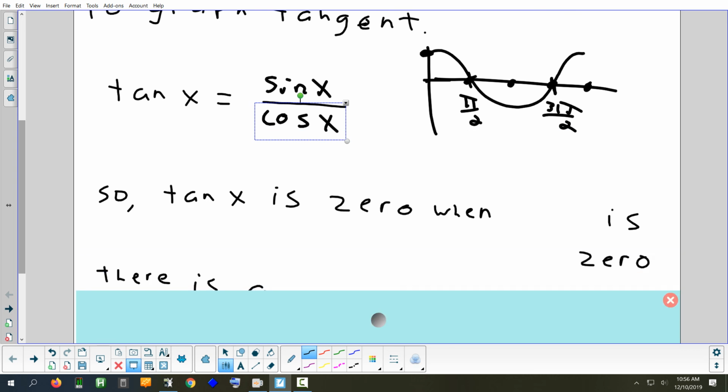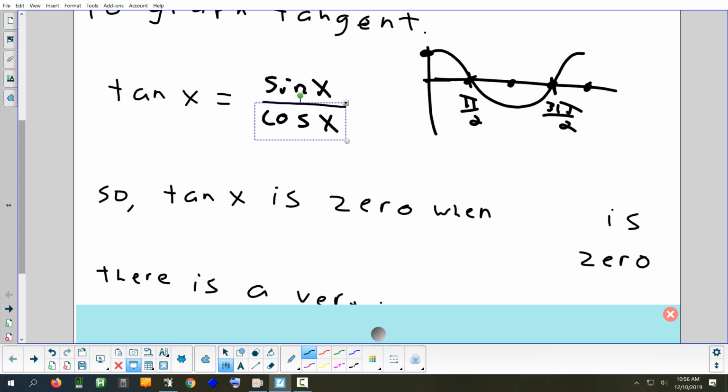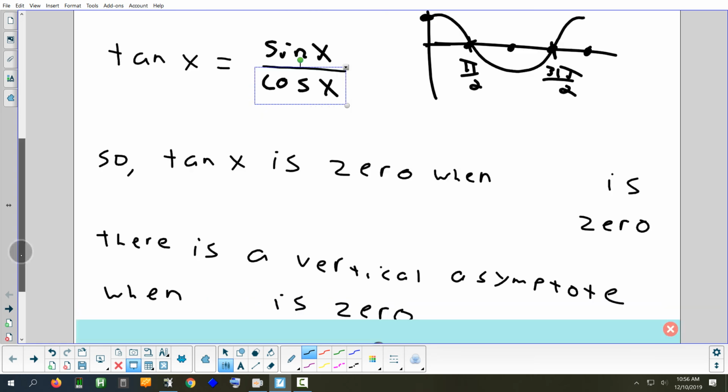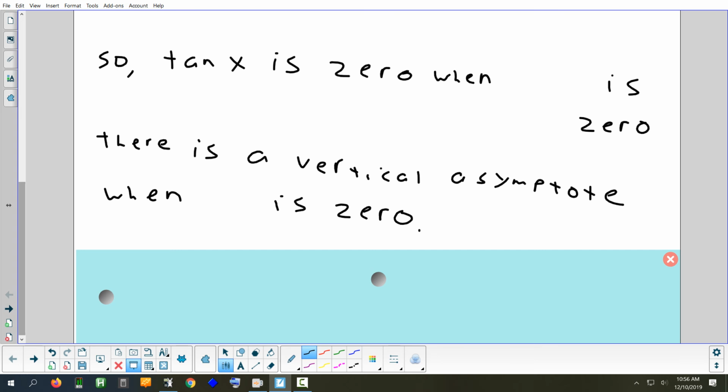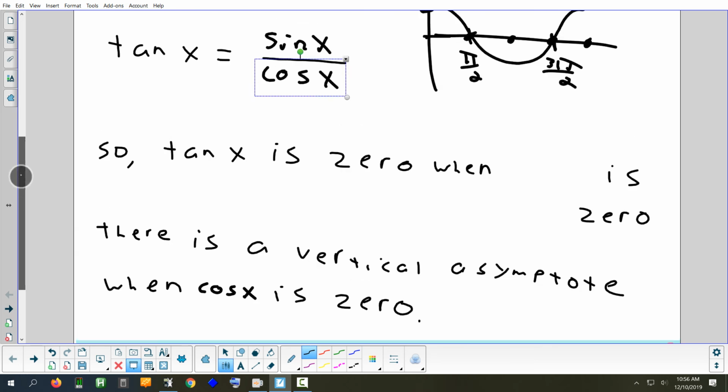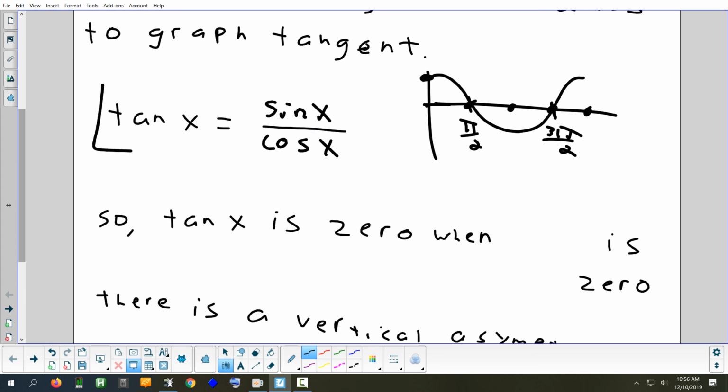All right, so we just said this. There is a vertical asymptote when the cosine of x is 0. But when would this equal 0? What's the only way that a fraction can equal 0? If the top is equal to 0. So tangent would equal 0 when the sine is equal to 0.